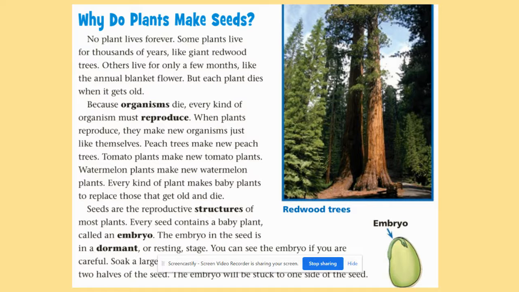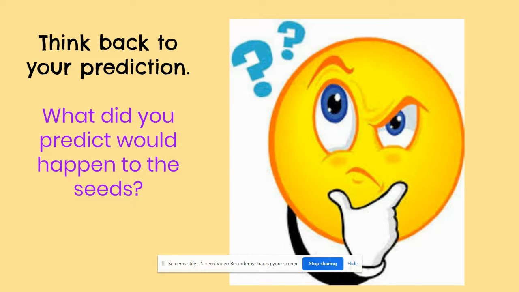And the seeds, well, those are the reproductive structures of most plants. Every seed contains a baby plant. It's actually called an embryo. And remember, we've talked about the embryo and the seed being in a dormant stage. It's resting. You can see the embryo if you're super careful, and if it's a large enough seed, if you soak it in water and then separate it right in 2 halves, the embryo will actually be stuck on one side of the seed.